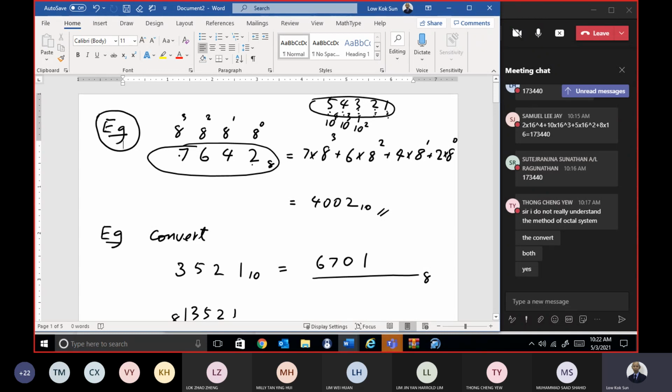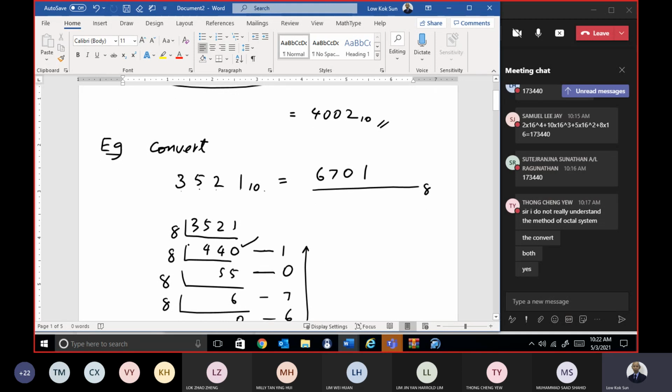So if you were to convert system 8 into 10, you do like that. But you convert the opposite way. If I have system 10, 3,521, and I want to convert into system 8, I divide by 8. If I want to convert into system 2, I divide by 2. If I want to convert into system 5, I divide by 5. Any number, just divide.